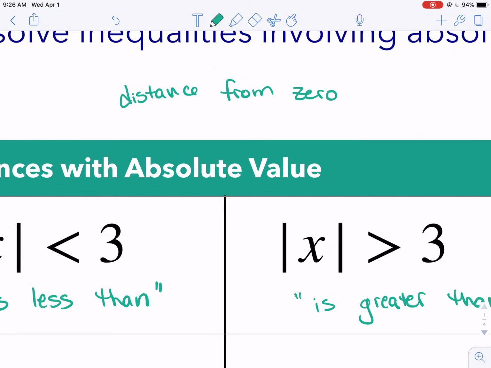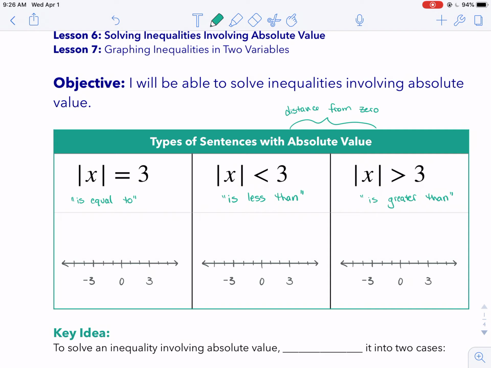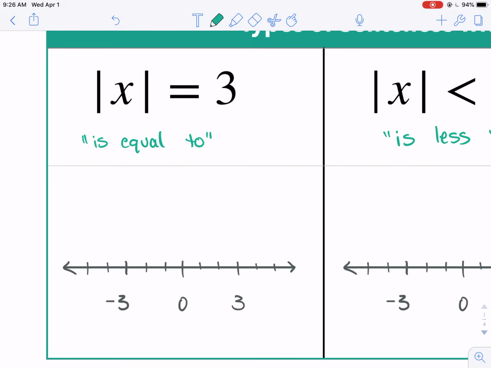So an absolute value is basically how far a number is from zero. And when talking about absolute value, I like to look at a number line because that helps me visualize what I'm talking about. I get a picture of it. So for example, if we have the absolute value of some number is equal to 3, well then I know that that number is 3 units away from 0.